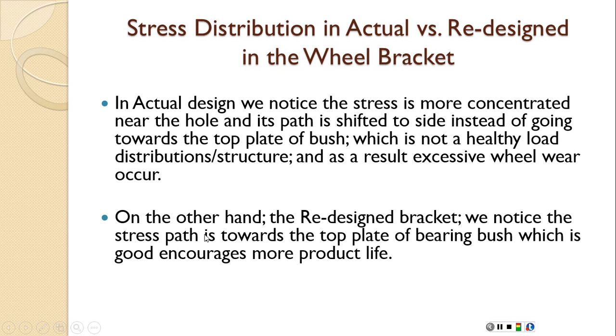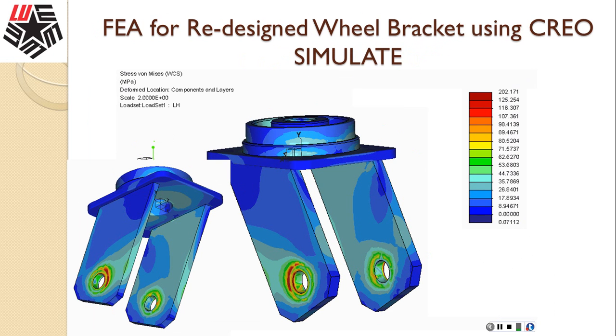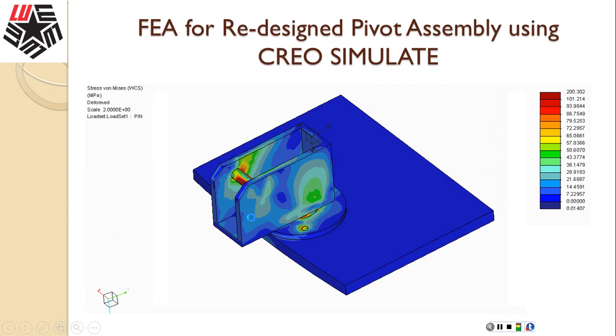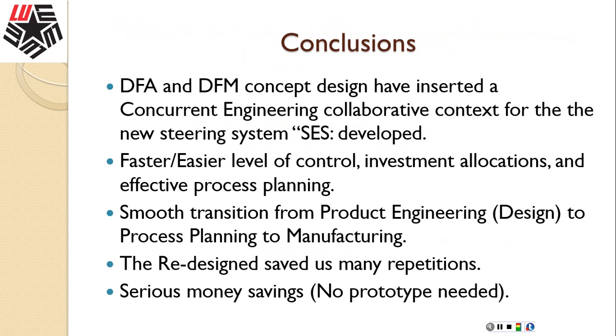But on the other hand, in the redesigned manufactured bracket, we notice that the stress path is going towards the top plate of the bearing, which is good and encourages more product life, which we have seen in this design. You see here, the loads are being shifted towards the plate instead of shifting to the side, causing more wheel wear. So what do we conclude from this?